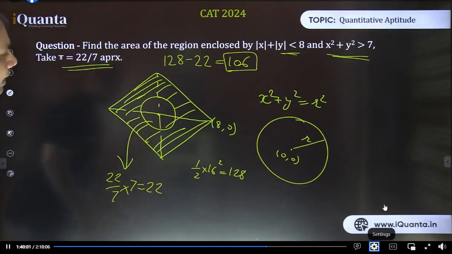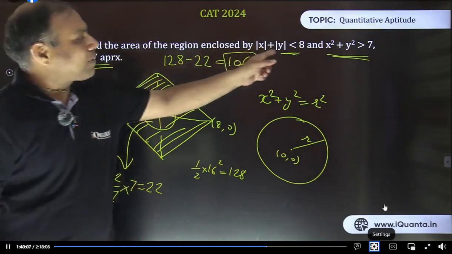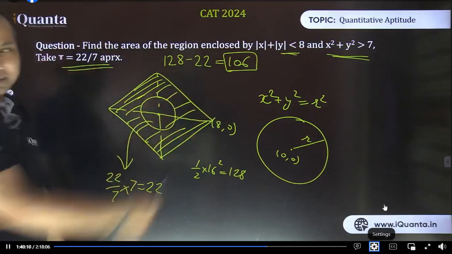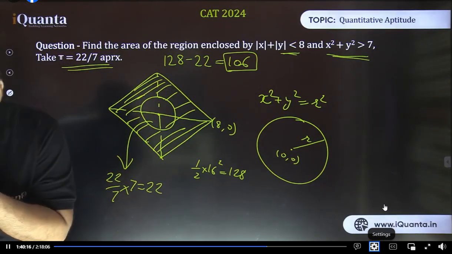Chinmay, when it says greater than, that means outside the circle. Outside the circle, right? And when it says mod x plus mod y is less than 8, that means inside the square. That's how we are to figure out this area. Is it okay?